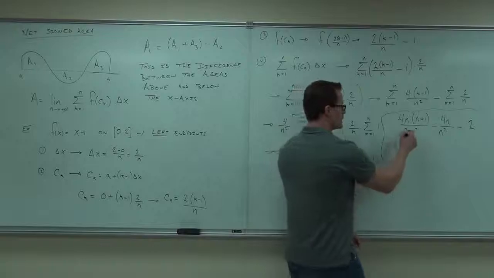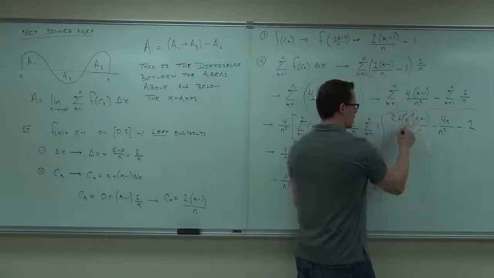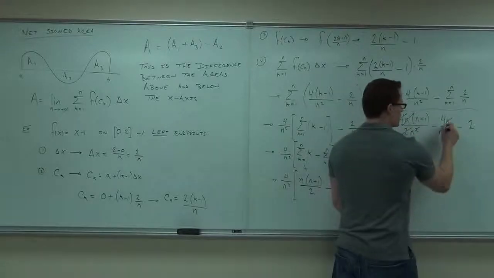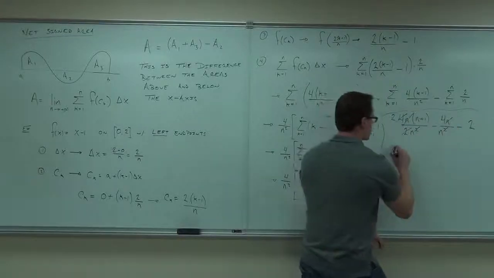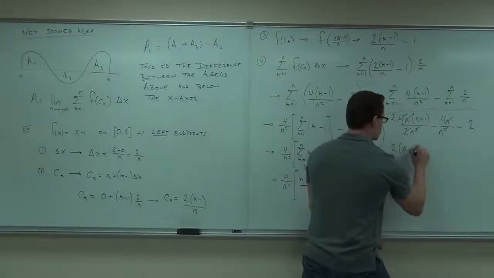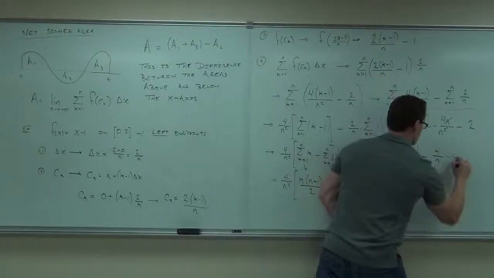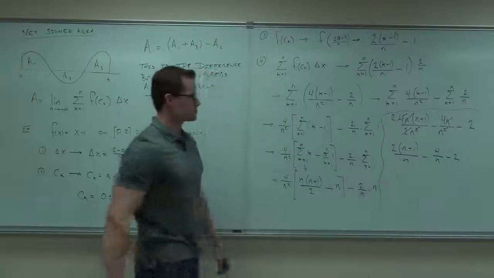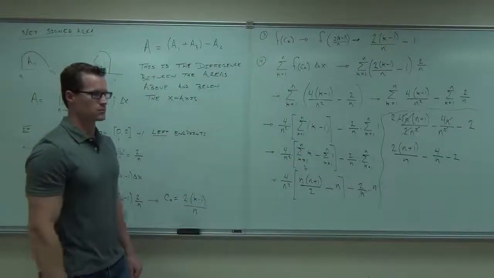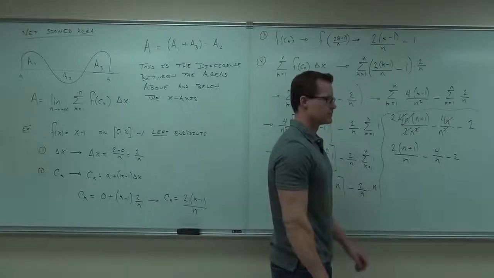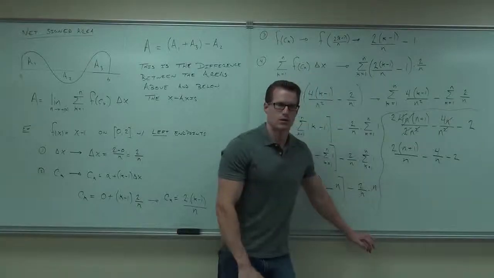Okay, cool. So the 2 and the 4, those simplify. The n and one of those n's simplify. What simplifies here is an n with the square part of that. So I get 2n plus 1 over n minus 4 over n minus 2. We're almost done. You ready for it?